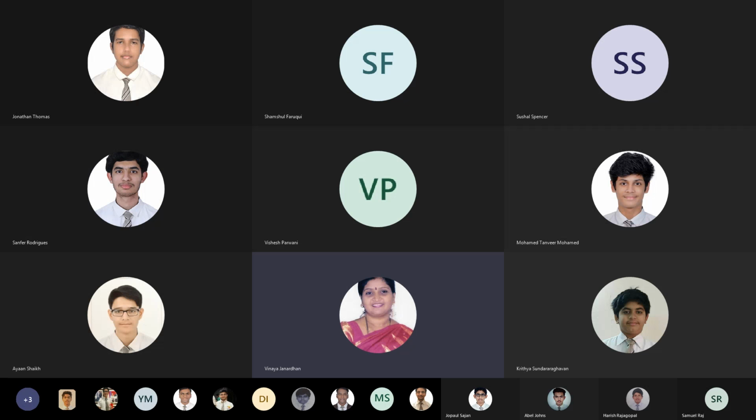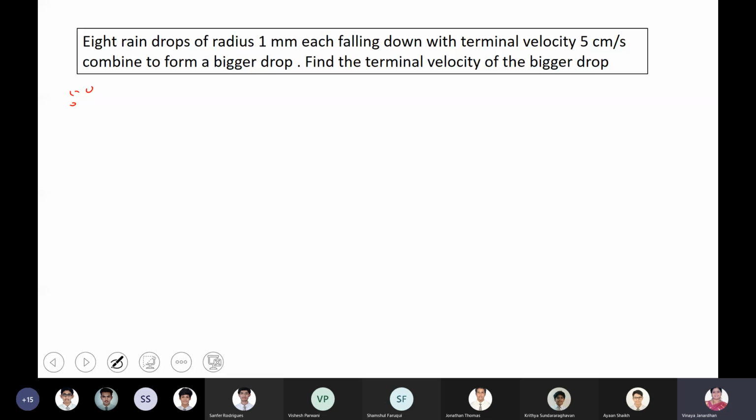Fine, boys. So you have 8 small raindrops, each of radius r equal to 1 millimeter, falling with a terminal velocity of 5 centimeter per second. Now these 8 small drops combine to form a huge drop, say of radius R and terminal velocity V.